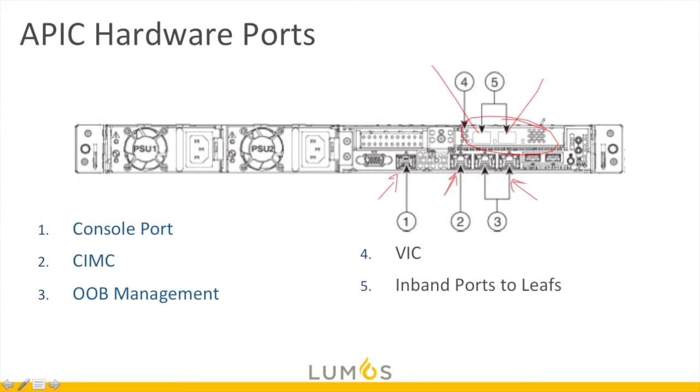Now, initially, these were just SFP plus interfaces, so you would have to have a pair of leaves as fiber. However, now the other VIC card is supported that has 10 gig base T. So if you have any of the 10 gig base T model leaves, you can plug into that as well. Just make sure you order the right VIC card or the right configuration so that you can plug into your leaves. If you have a mismatch, for example, if you have copper ports on your APICs and you have only fiber ports on your leaves, then you can't actually stand up your APIC or your ACI environment.